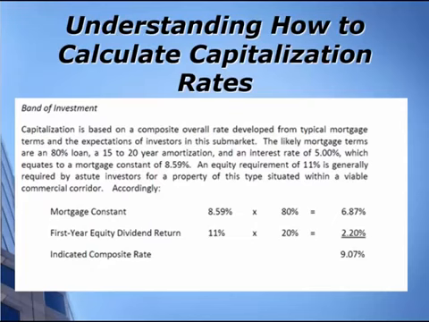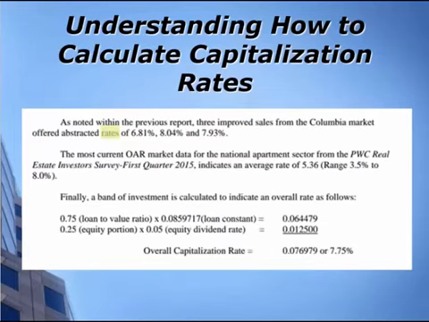Let me just go a little bit further here and show the other part of how they came up with a particular number. As noted within the previous report, this happened to be a Columbia, South Carolina deal. The sales from the Columbia market offered cap rates of 6.81, 8.04, and 7.93.